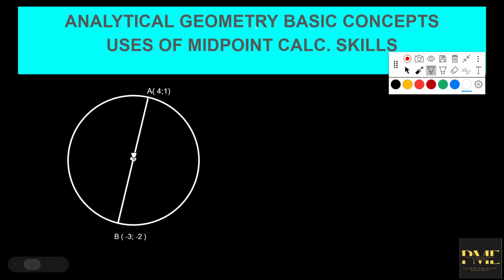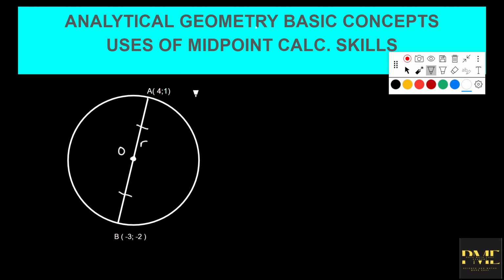Remember that a line drawn from the center to the circumference is called a radius, and a radius is equal from the center to any point of the circle. In other words, from the center to A is equal to the distance from the center to B. So the center, let's say our center is O, is the midpoint, and we can make use of the midpoint theorem to calculate the coordinates of our center in this particular instance.